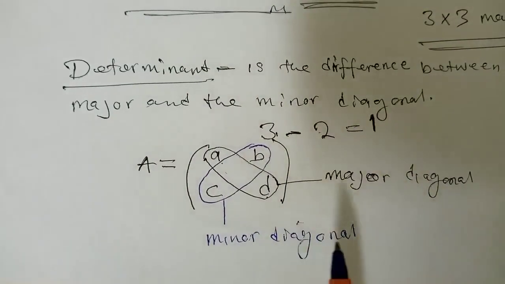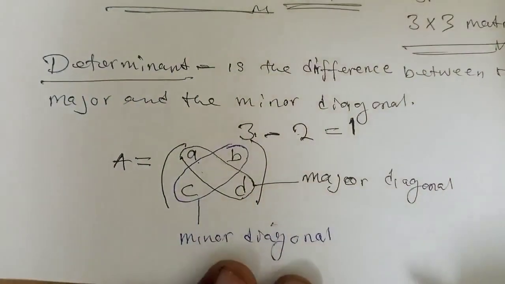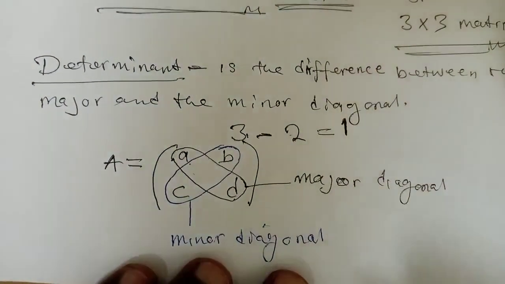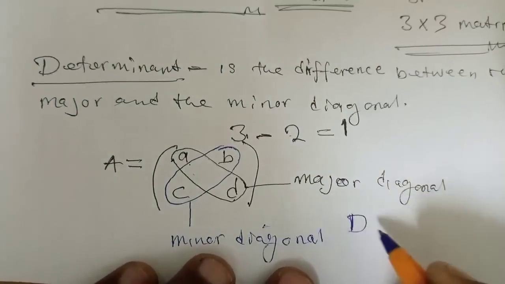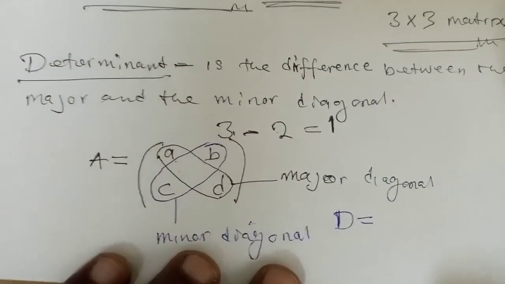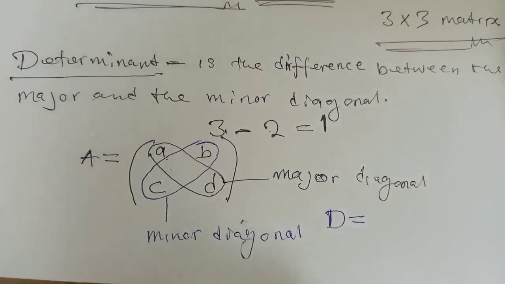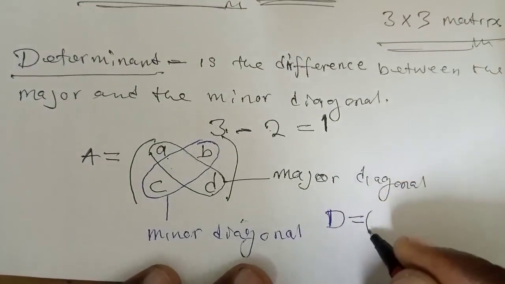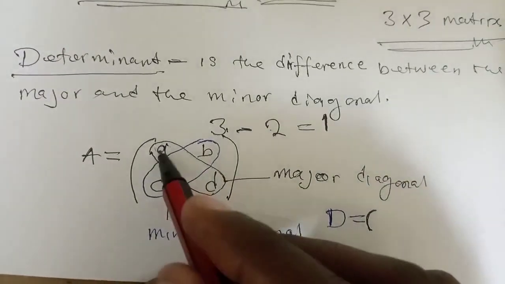You subtract the minor from the major. So you need to know how to find the determinant. The determinant is denoted by capital D. The formula for the determinant is the major diagonal, which is the multiple of the major. So we multiply A and B.